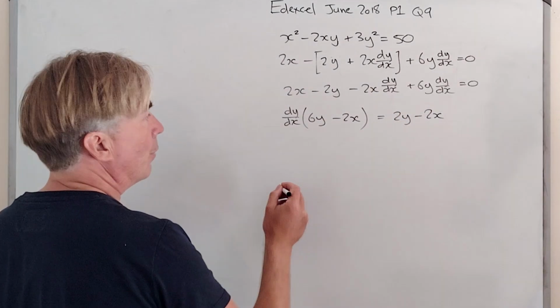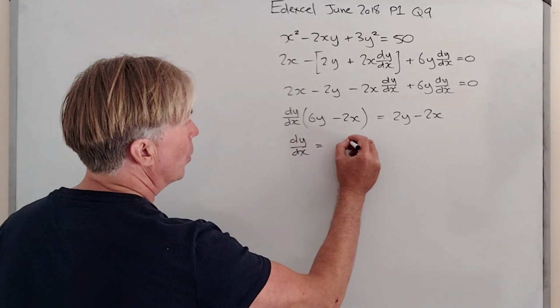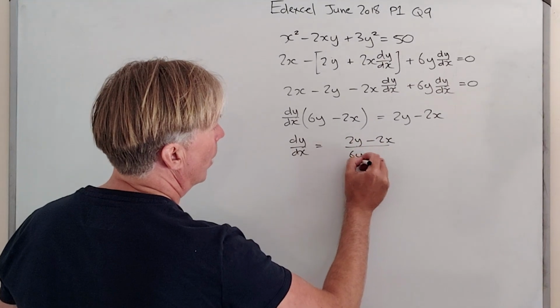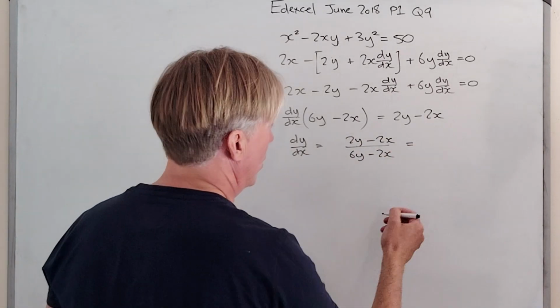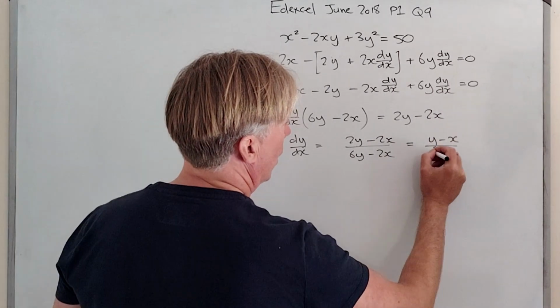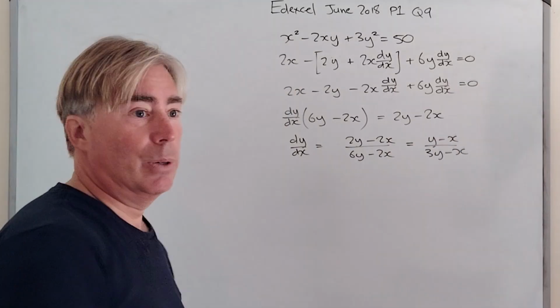Okay, so pretty straightforward so far. dy by dx is equal to 2y minus 2x all over 6y minus 2x. And obviously that simplifies down, dividing every term by 2, so I'll end up with y minus x over 3y minus x. Okay, and that was the required result.